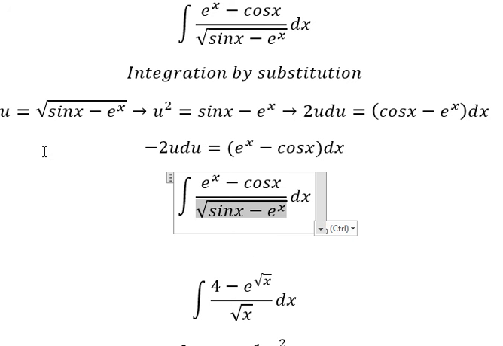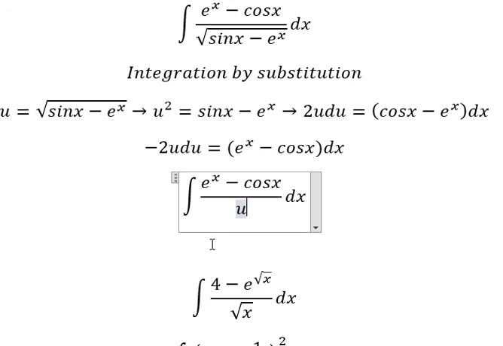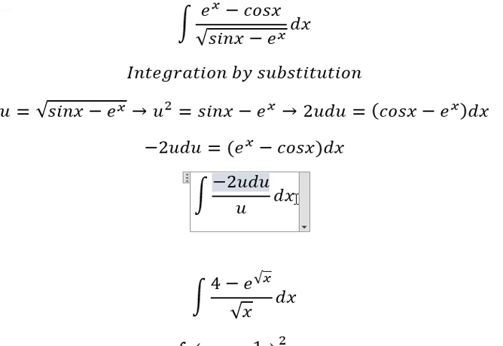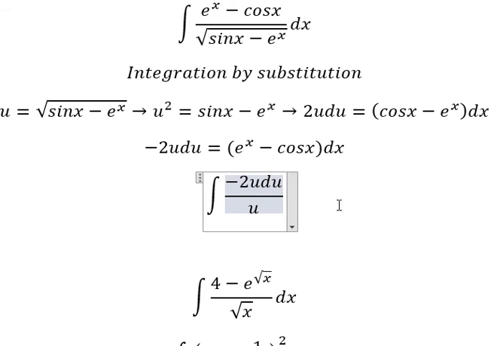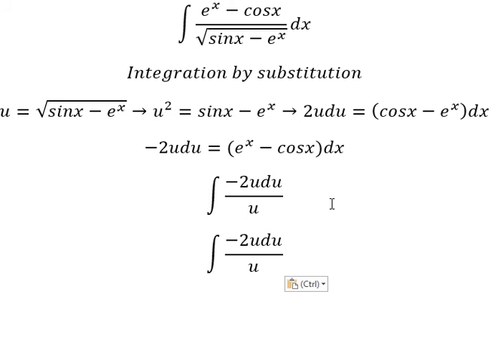The square root we change for u. This one in here we change for negative 2u du. U divided by u, so we just have only negative number 2.